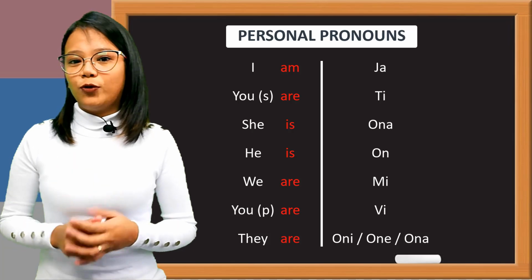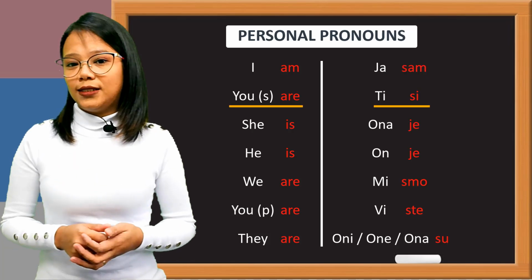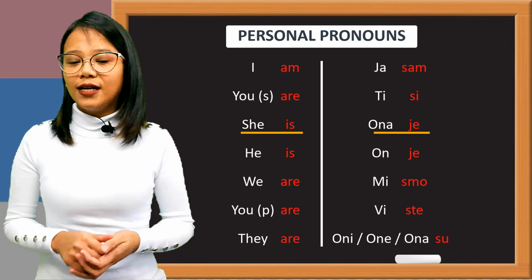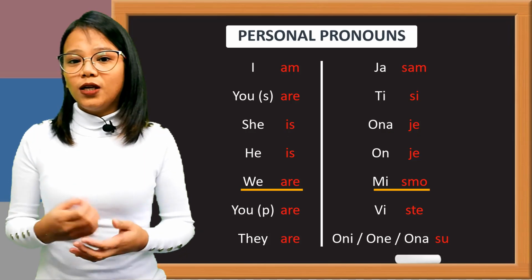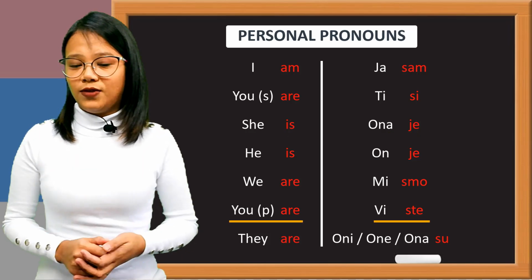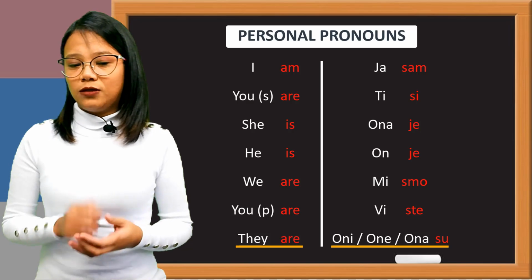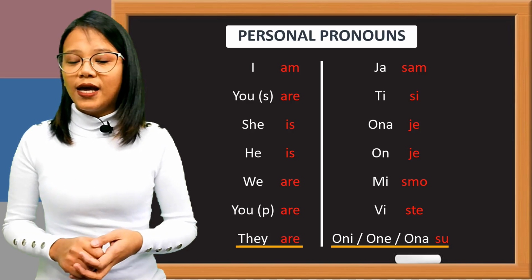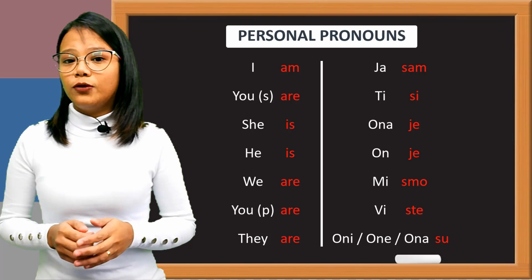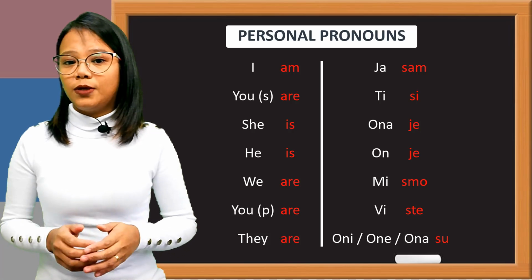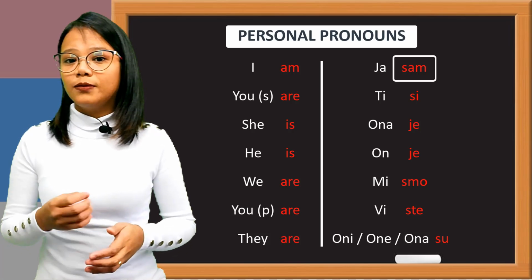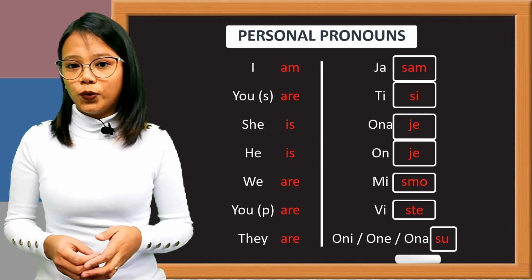So, I am will be ja sam, you are is ti si, she is ona je, he is on je, we are mi smo, you are vi ste, they are oni su, one su, and ona su. You must remember those auxiliary verbs in Serbian because you will use them more often. Sam, si, je, smo, ste, su.